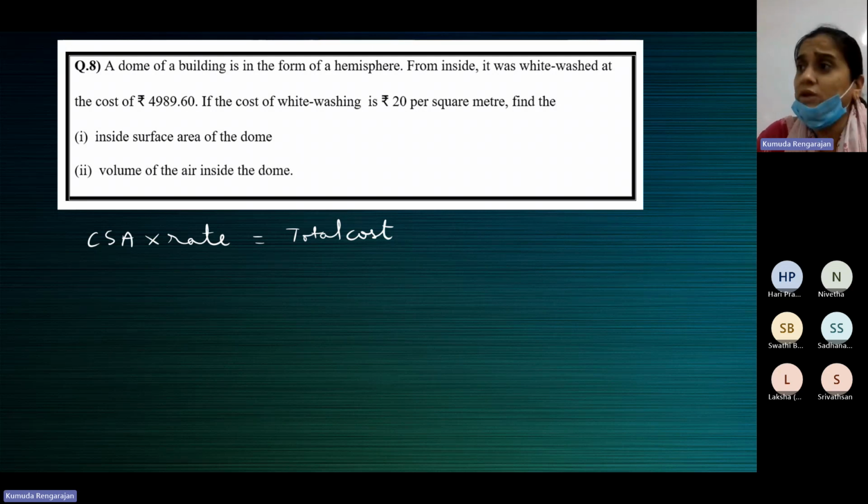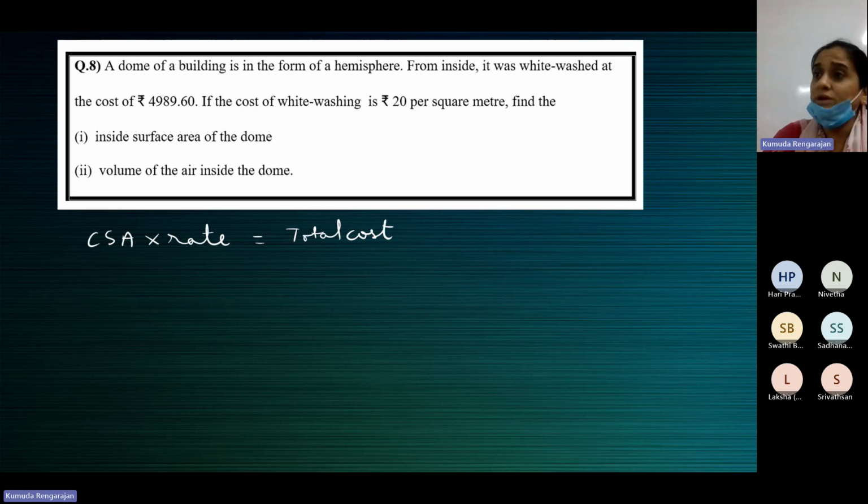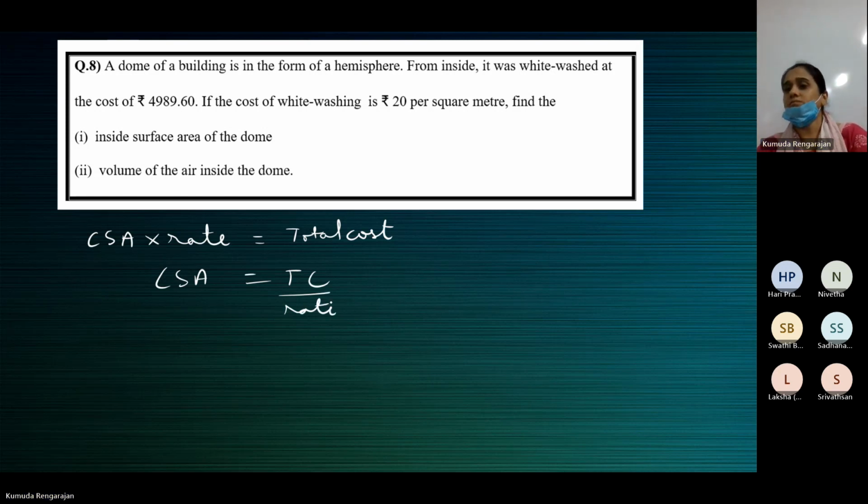Sometimes volume into rate also can be total cost. Don't think this is a formula. It depends on the situation. Sometimes volume into rate also will be total cost. So in this situation, CSA into rate is the total cost. So in this situation, how do you find the CSA? CSA is equal to total cost by rate. Yes or no? Because CSA into rate is equal to total cost, the CSA will be total cost by rate. Yes or no?